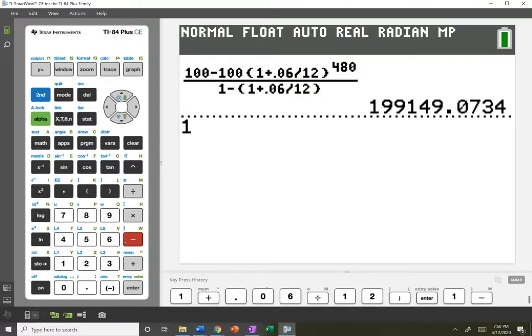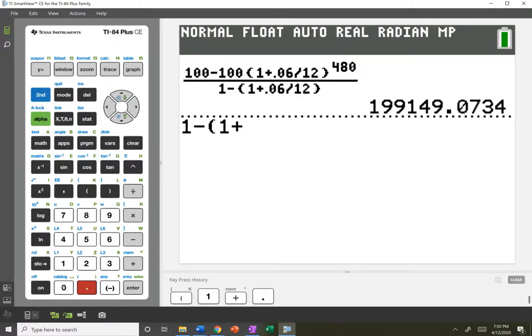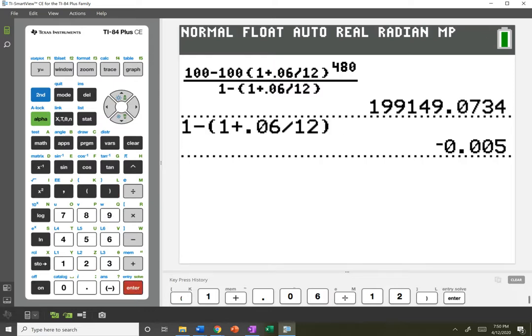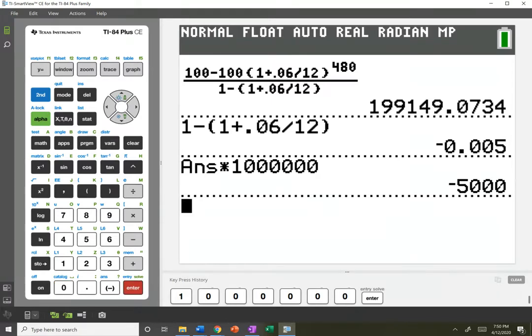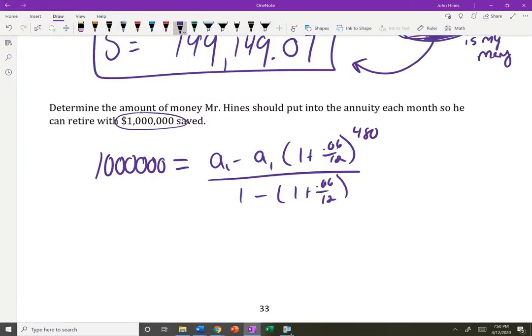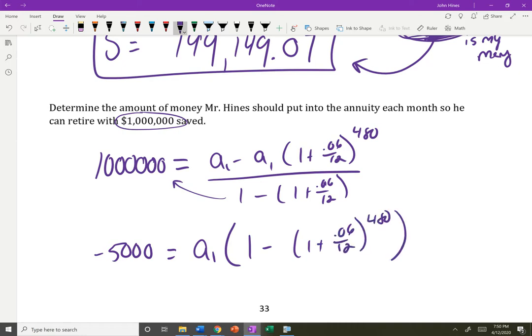So 1 minus parentheses 1 plus 0.06 divided by 12. And I'm going to multiply that by $1 million. So that's what's on the other side of the equation. Negative 5,000. So I figured out what it was and I multiplied it up. So negative 5,000 equals, factor out that A1, factor it out. So 1 minus 1 plus 0.06 over 12 to the 480.